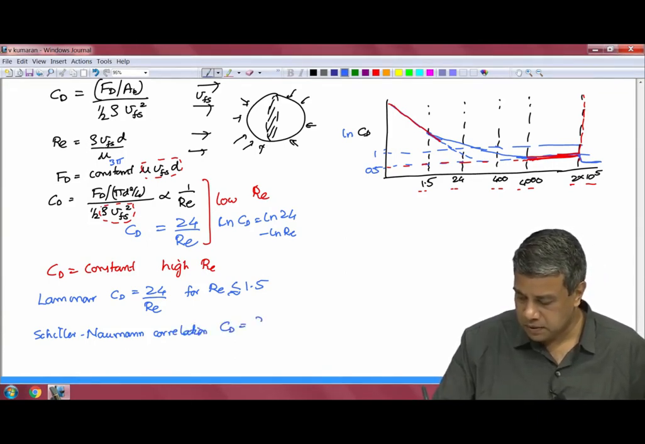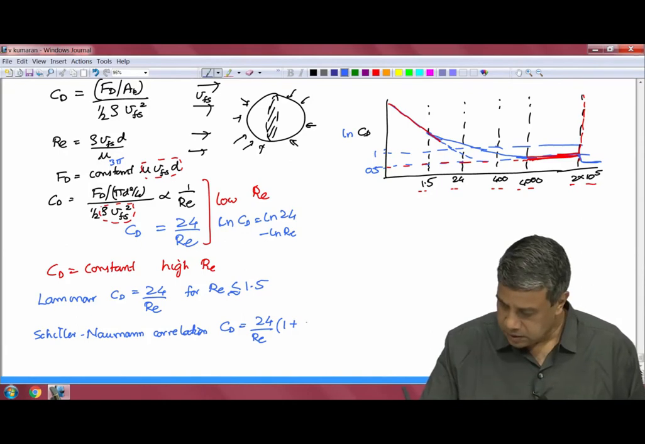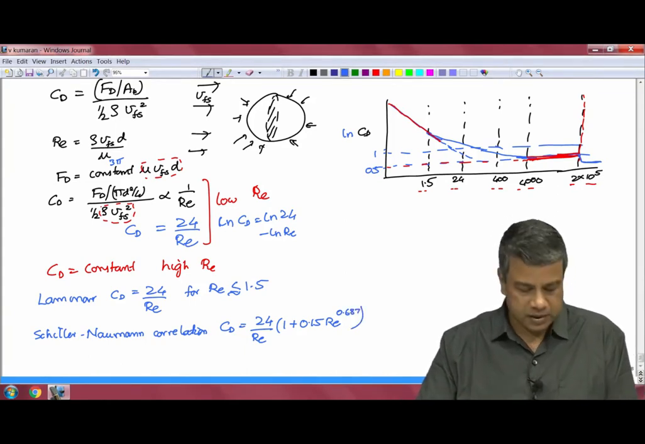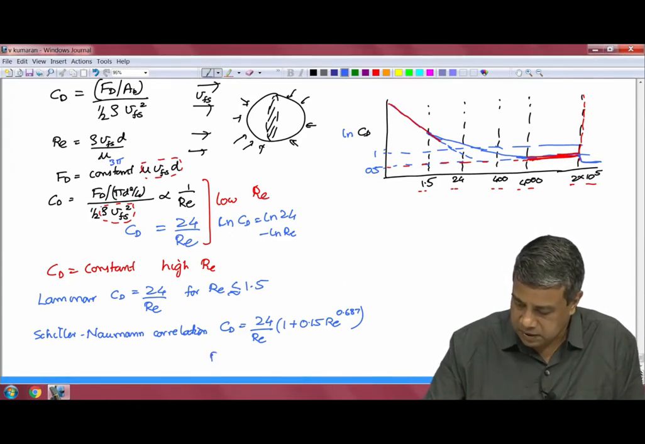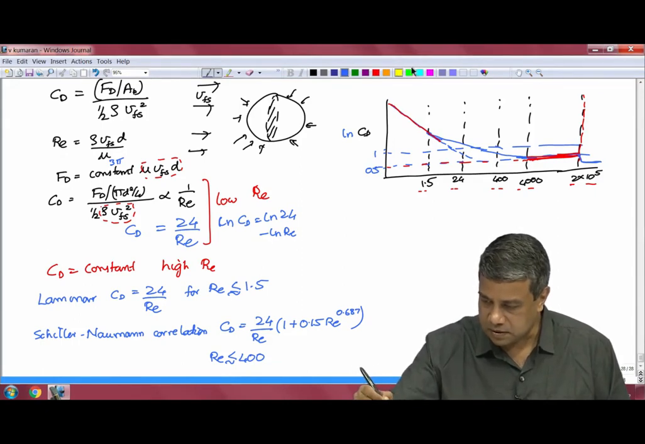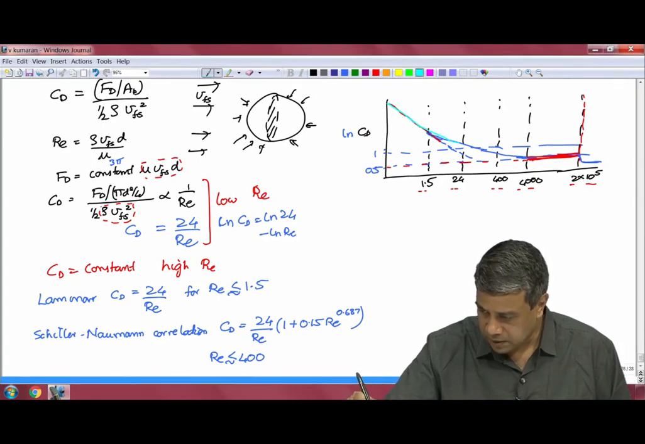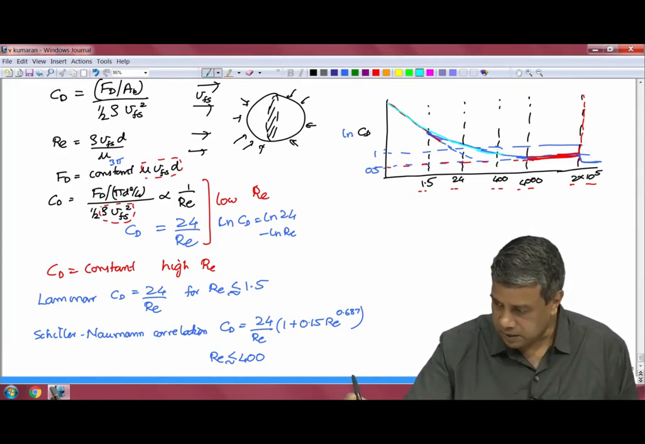CD is equal to 24 by Re into 1 plus 0.15 Re to the power 0.687. This is an empirical correlation, and it works for Re less than approximately 400 or so. This gives you an accurate result. It captures this entire region, up to a Reynolds number of about 400 or so, beyond which it starts to underpredict the drag coefficient.